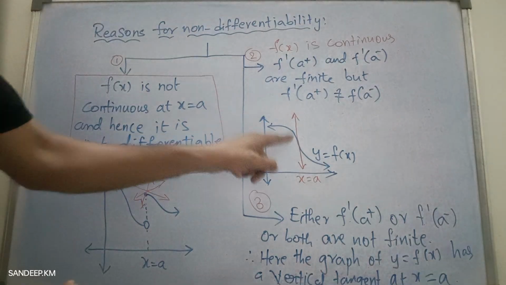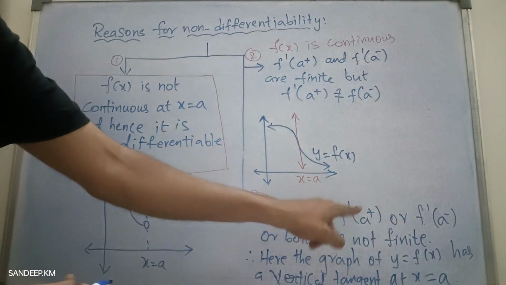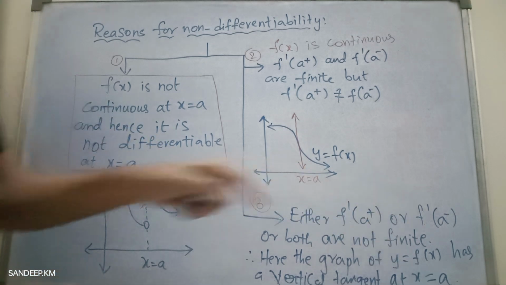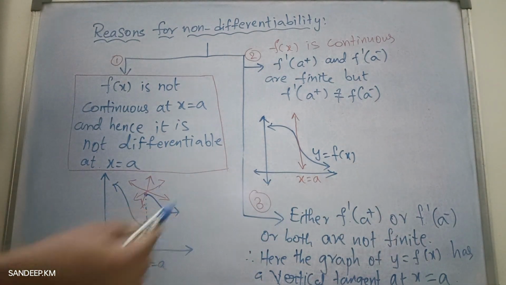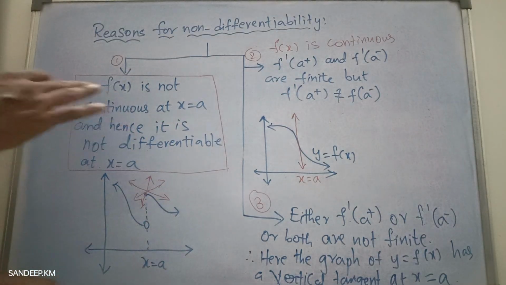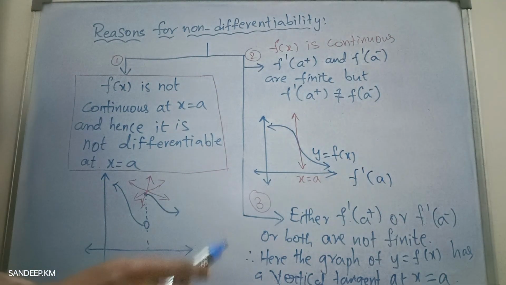Now, in these kinds of cases, either the right hand differentiability will not be finite, or the left hand differentiability will not be finite, or both of them will not be finite. In those kinds of cases also, we will conclude that the function is not differentiable. That means f dash of a does not exist. That is what we conclude.